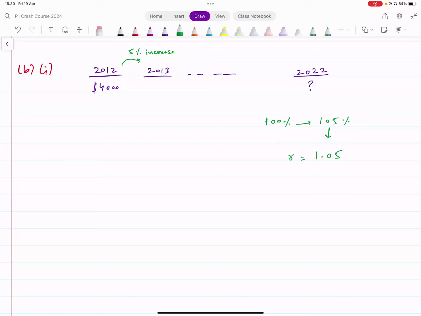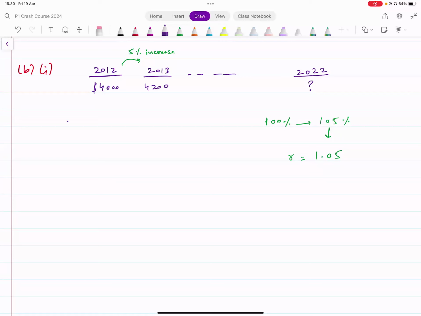That's one way of thinking about this. Another way to think about this could be you just increase 4,000 by 5% and see what the next value turns out to be. 4,000 into one, increase that by 5%, that gives you 4,200. So the next value is 4,200.